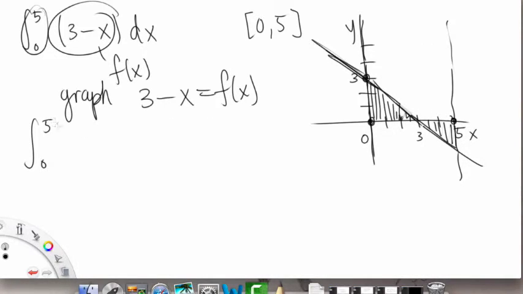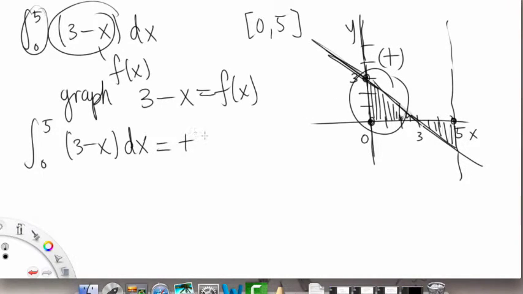So the total of our integration is going to be the integral from 0 to 5 of 3 minus x dx. We're going to take this area, and because it's above, we're going to make that positive. The area of that is a triangle, so we have 1/2 times base times height, that would be a 3 and another 3. So that's the first one.